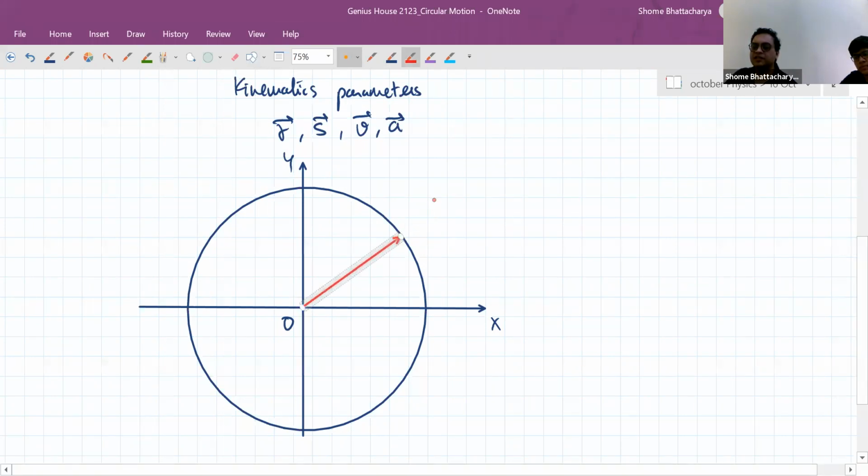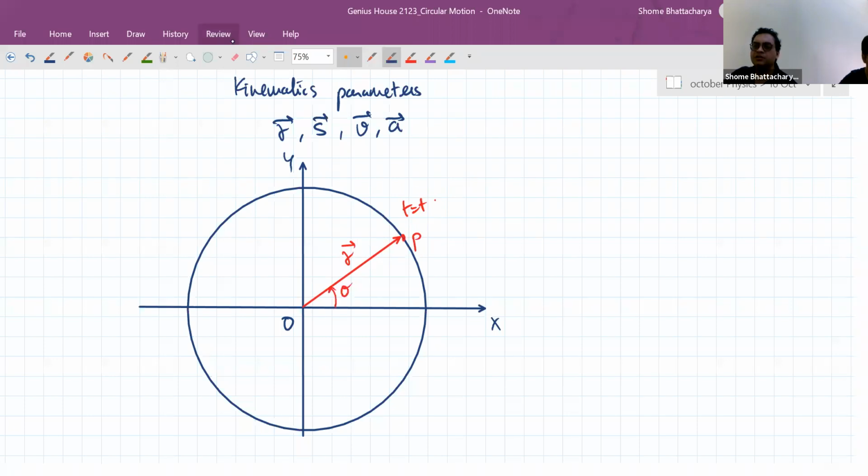So if the instantaneous position of the particle at some time t is P, and this instantaneous angle is theta, then at that particular instant, if I draw a unit vector along this line OP, that becomes my radial unit vector. And if I draw a unit vector tangential to this line OP, that becomes my tangential unit vector. So from this particle, this is what I will denote as r cap and theta cap.